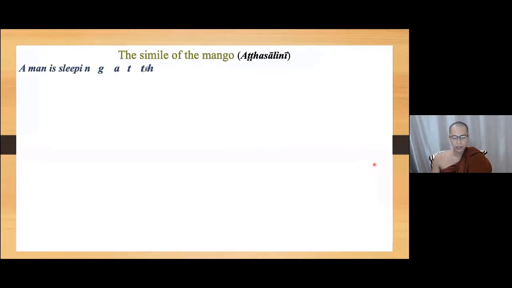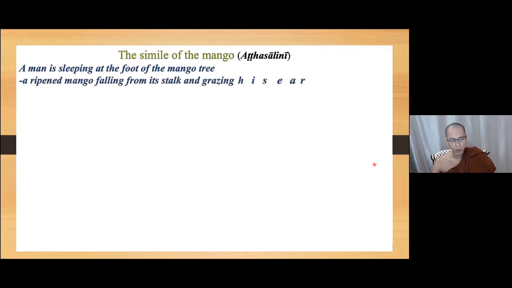The ancient scholars gave similes. The simile of the mango is mentioned in the Atthasalini to understand the cognitive process, how consciousness arises in the process of mentality. In this simile, a man is sleeping at the foot of a mango tree. At that time, a ripened mango falls from its stalk, grazing his ear. So he hears a voice and is awakened by the sound.